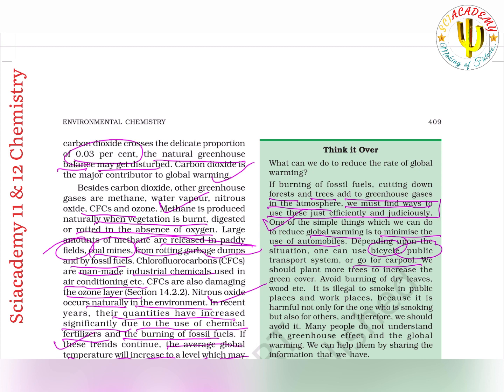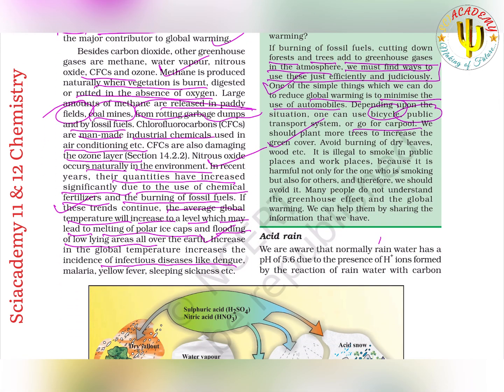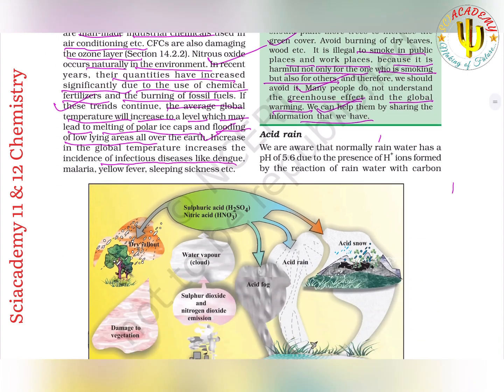We should plant more trees to increase the green cover, and avoid burning of dry leaves, wood, etc. It is illegal to smoke in public places and workplaces because it is harmful not only for the one who is smoking but also for others, and therefore we should avoid it. Many people don't understand the greenhouse effect and global warming. We can help them by sharing the information that we have.